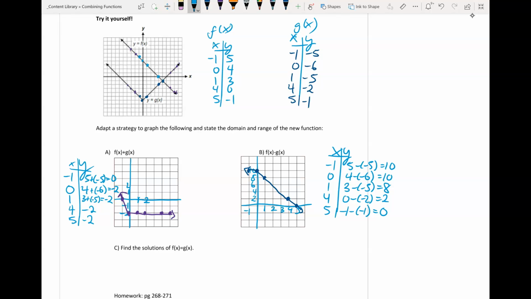Lastly, to find the solutions of f of x equals g of x, we just need to find our intersection points. In this case, we only have one. It's located over here. If you look at those coordinates, it's 5, -1, but remember we only want to find the x value of the intersection, which is going to be x equals 5.